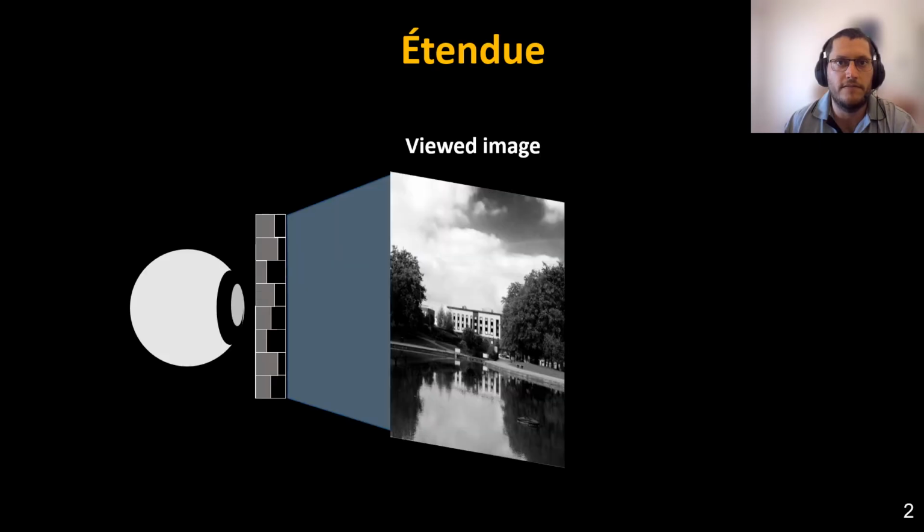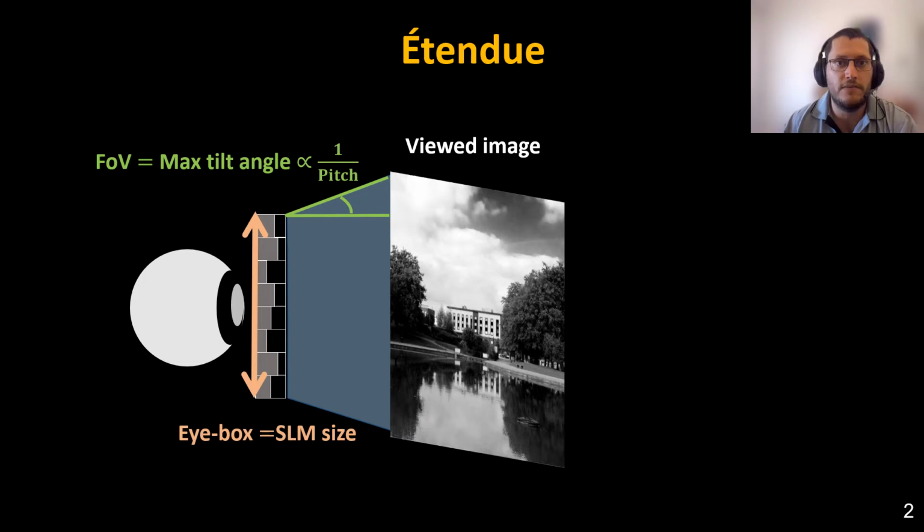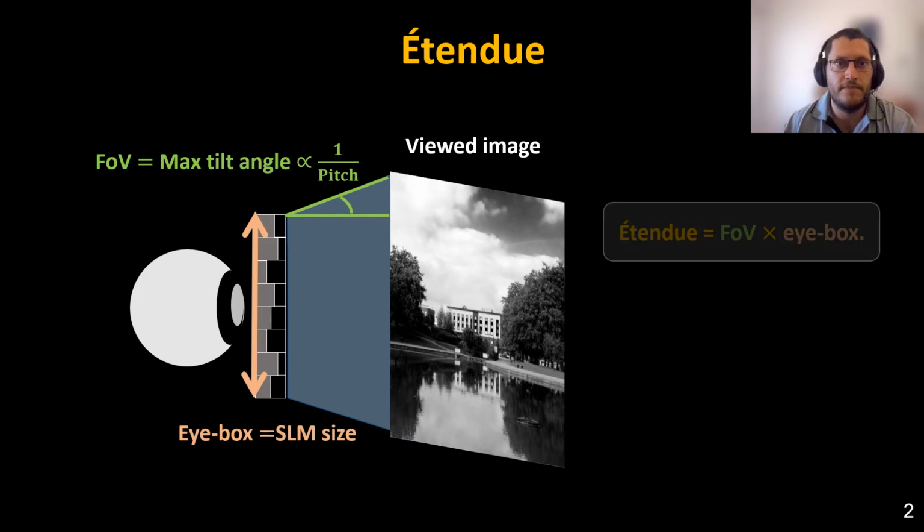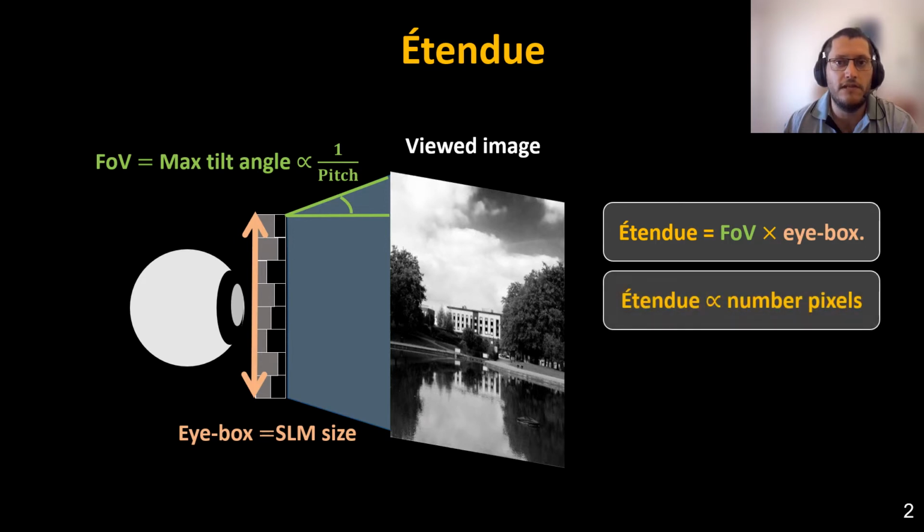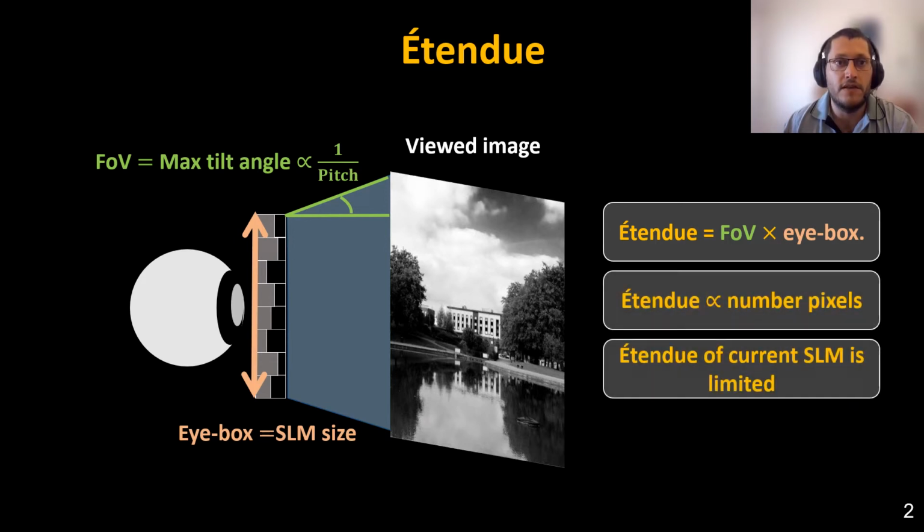Holographic displays. In near-eye displays, the viewer places his eye adjacent to the SLM, seeing the target image. The size of the viewed image is the field of view of the display, dictated by the maximum angle the SLM can produce. The eye box, which is where the viewer can place his eye, is proportional to the size of the SLM. The multiplication between the eye box and the field of view is known as the etendue and is proportional to the number of pixels. Current SLMs suffer from extremely limited etendue.